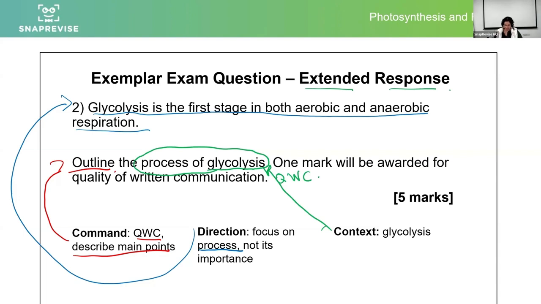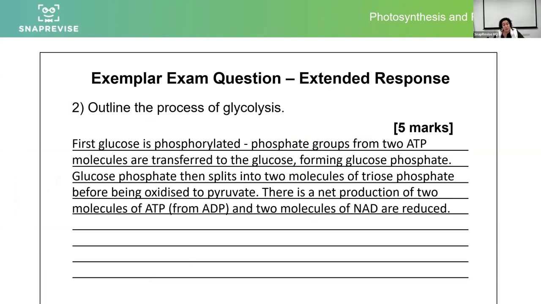All right. Let's look at the answer together. So glycolysis really comes in 4 main points, right? So we've got 4 marks here, and then we've got the additional mark for the quality of communication. So glucose is phosphorylated using phosphate groups from 2 ATP molecules. That's my first mark. Sorry, guys, I didn't read the whole sentence properly. I'm explaining the phosphorylation.